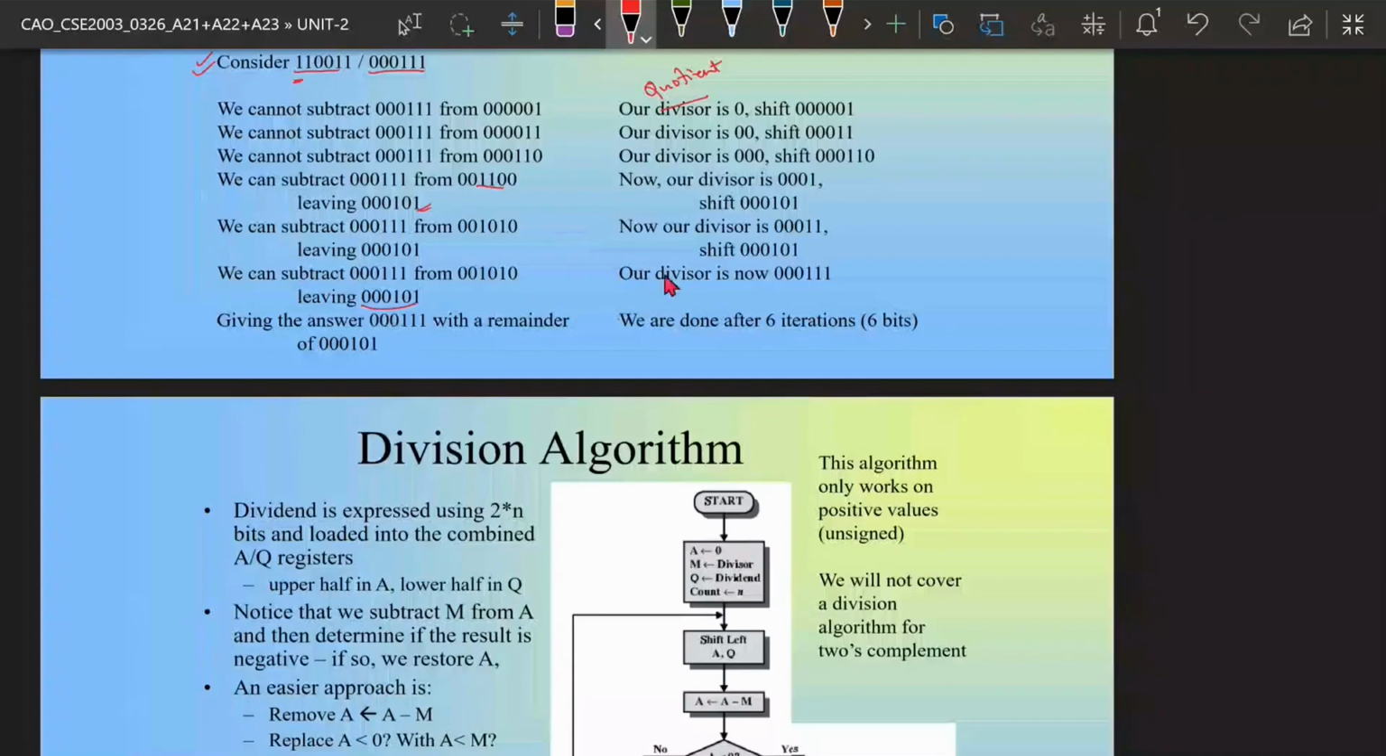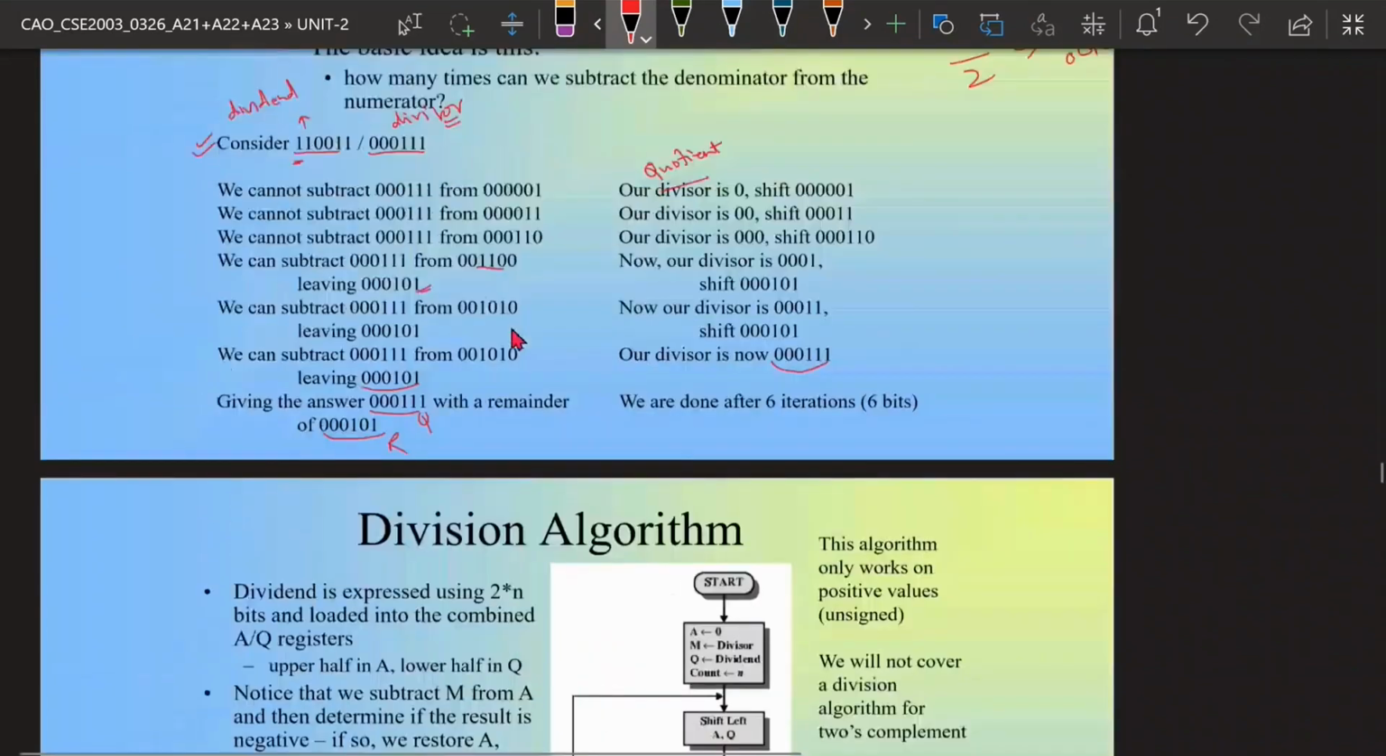will be the remainder, and how many times we are able to divide it, or how many times we are able to subtract it, that will be the quotient. So the answer will be: this will be the quotient, and this will be the remainder. So a similar approach we will be going to take from the algorithm point of view.